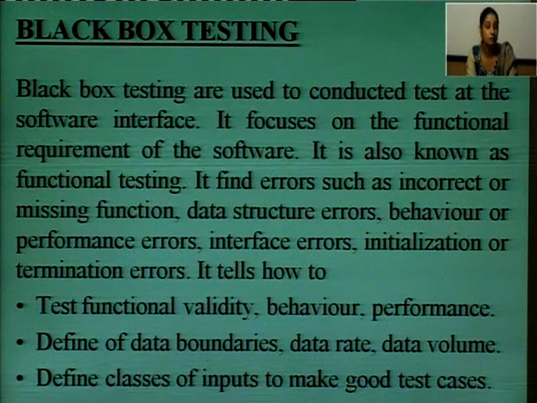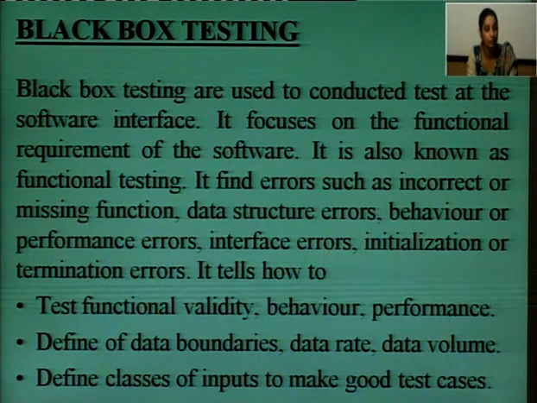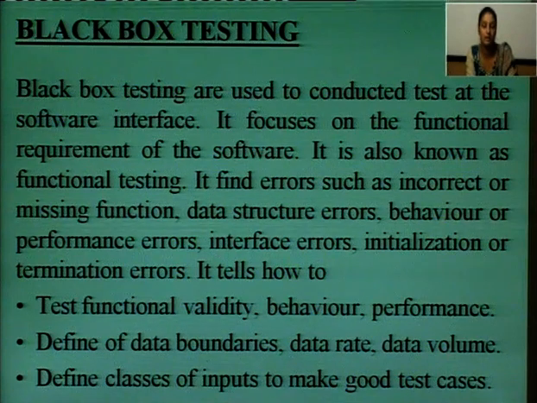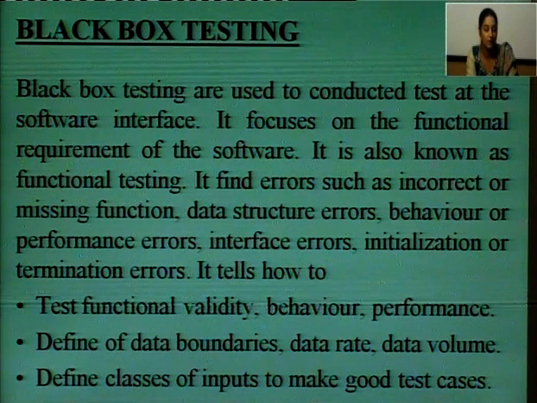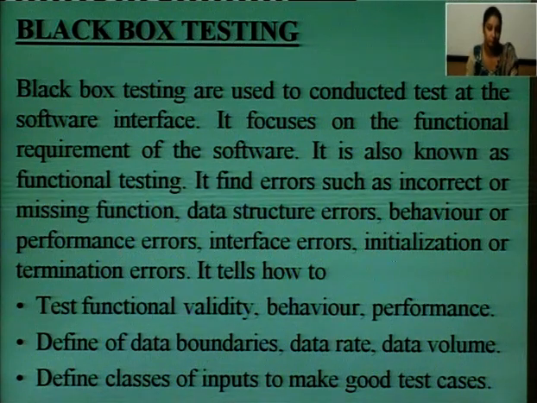It tells how to test functional validity. Black box testing tells us how to test functional validity, performance of the system, and behavior of the system. It also defines the data boundaries, data rate, and data volume. It tells the boundary of the system, the rate of the data, and the volume, the number of data it can handle. It also defines the classes of input to make good test cases, the various inputs required for good test cases.